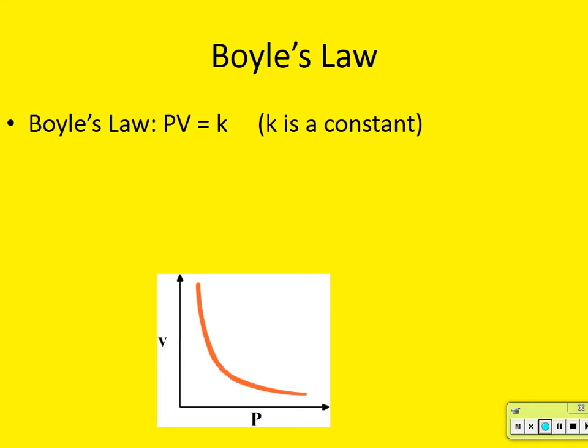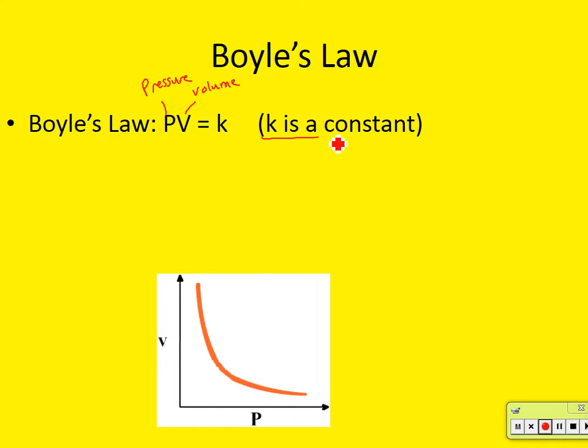Okay, so Boyle's law. We said it's a mathematical expression. Here's the mathematical equation for Boyle's law: PV equals K. PV equals K. What do you think the P stands for here, guys? Pressure. And V stands for what, guys? Volume.